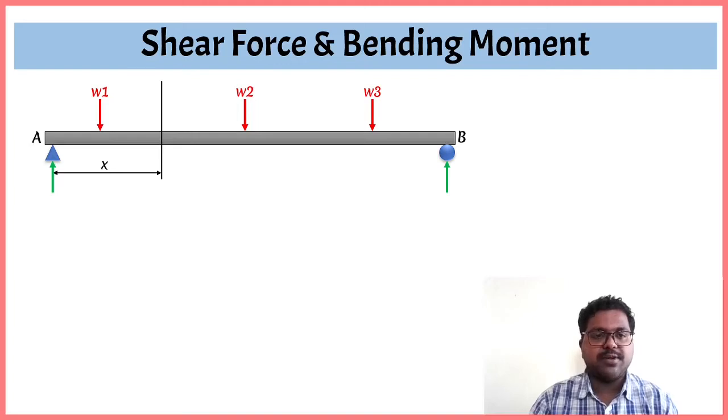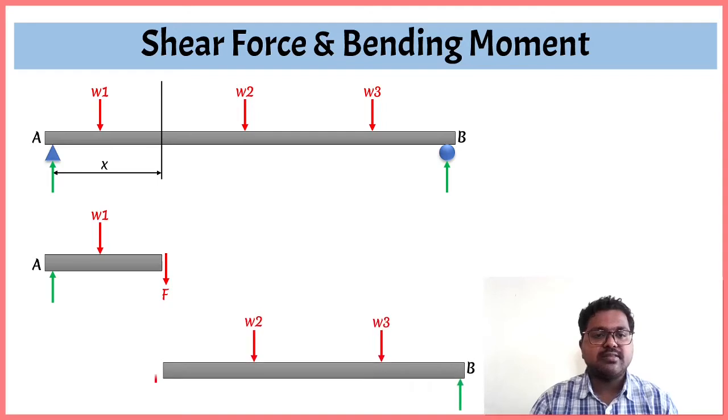Now, if I consider the free body diagram of the left portion, we are having reaction force at A and W1 acting on the member. To maintain the equilibrium condition, a force F is acting on the member at the cross section where the entire free body diagram is in equilibrium condition. Similarly, if we consider the right hand portion, the same force F is acting in opposite direction. These forces are equal in magnitude and opposite in direction, so that the entire member is in equilibrium.